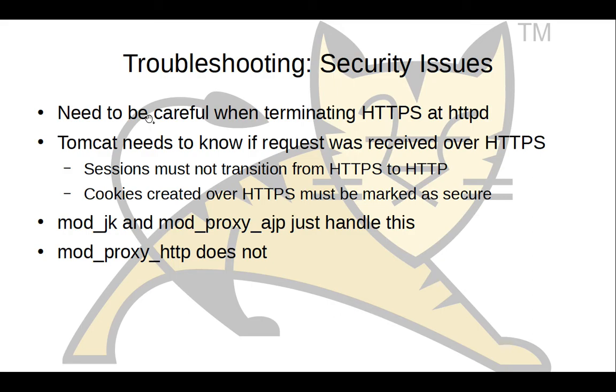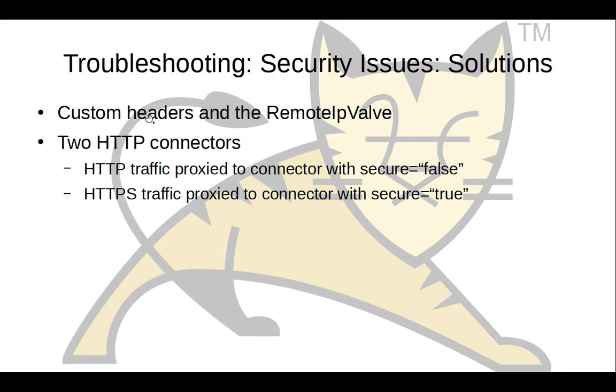Another way of doing it, and the way I actually prefer, is to have two connectors on Tomcat. They're both HTTP connectors, but one has the attribute secure set to false, the other has the attribute secure set to true. So, just a brief diversion, on a Tomcat HTTP connector, there are three attributes that you can set independently.